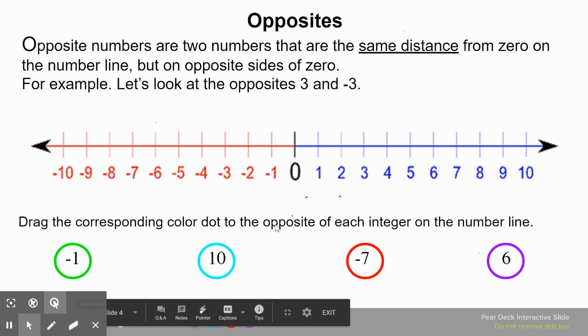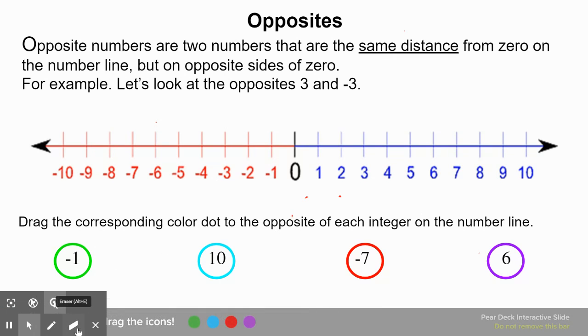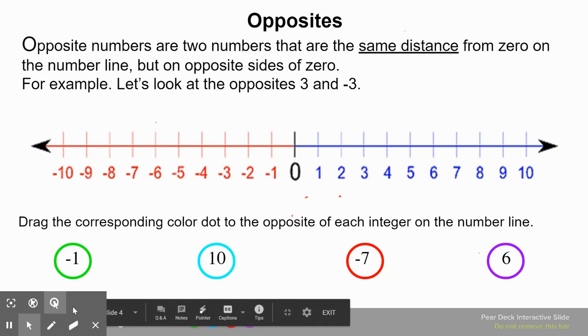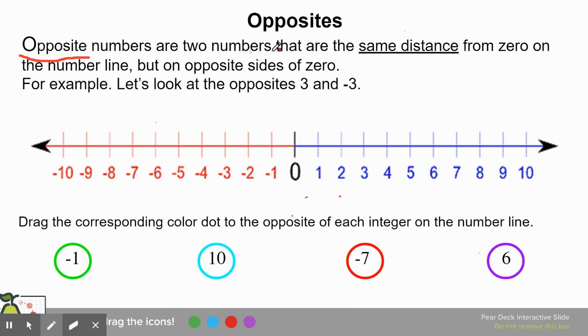All right. The next word we need to talk about is going to be the word opposite. So opposites are two numbers that are the same distance from 0 on the number line. So if I look at my number line here, okay, let's start with 3. And I'm going to put a dot on 3. The opposite of 3, right, since this is a positive, the opposite is going to have to be a negative. So I'm going to put my dot on -3.